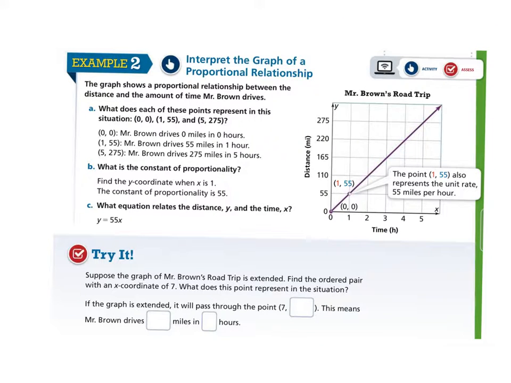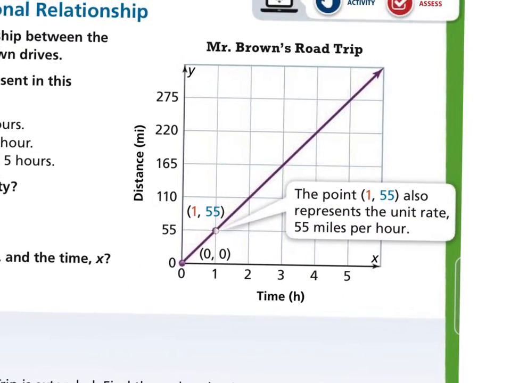Example 2. The graph shows a proportional relationship between the distance and the amount of time Mr. Brown drives. What does each of these points represent in this situation? (0, 0), (1, 55), and (5, 275). If we just look at the graph, look at the labels on the x-axis and the y-axis. That's going to basically tell us the answer to this problem. X is our time and y is our distance.